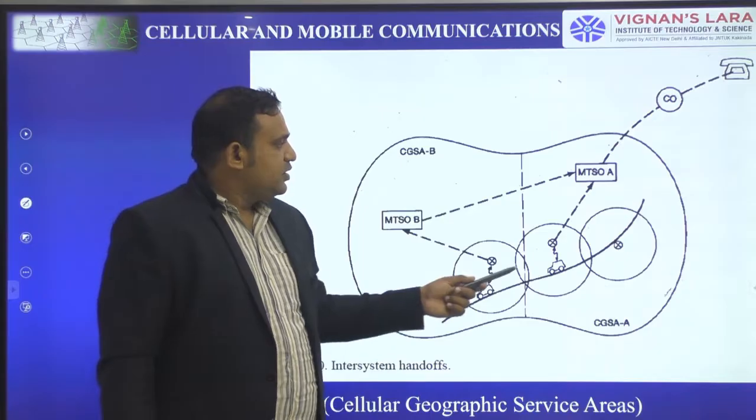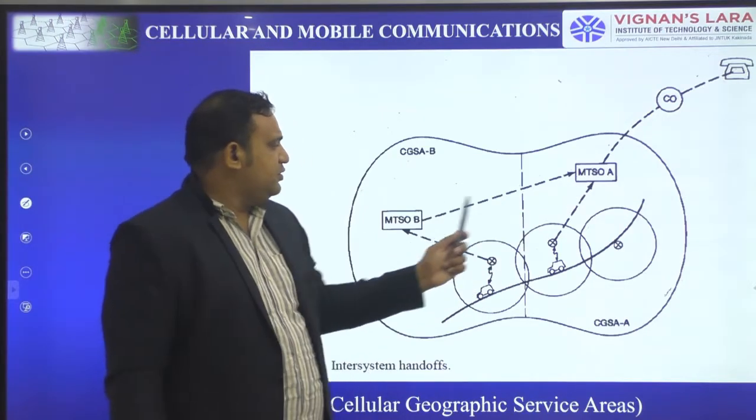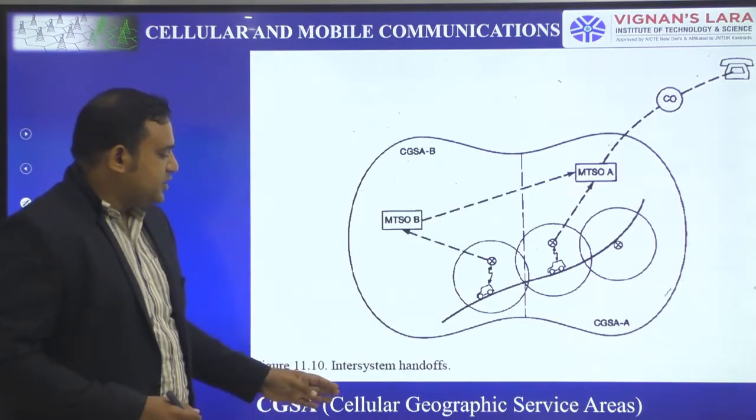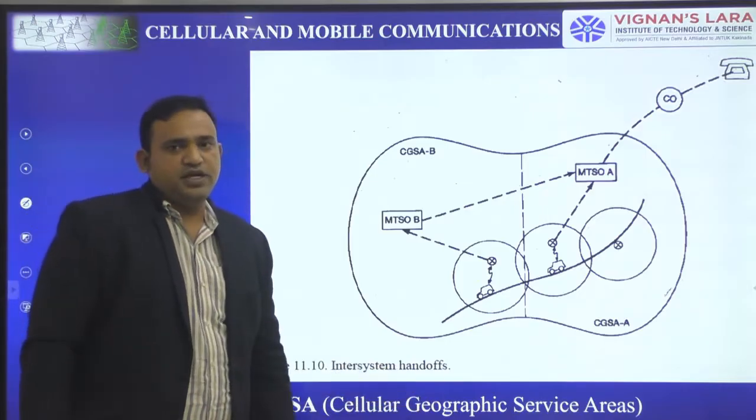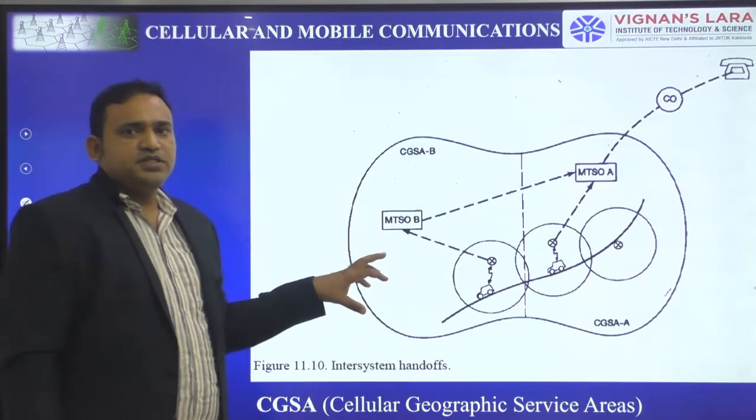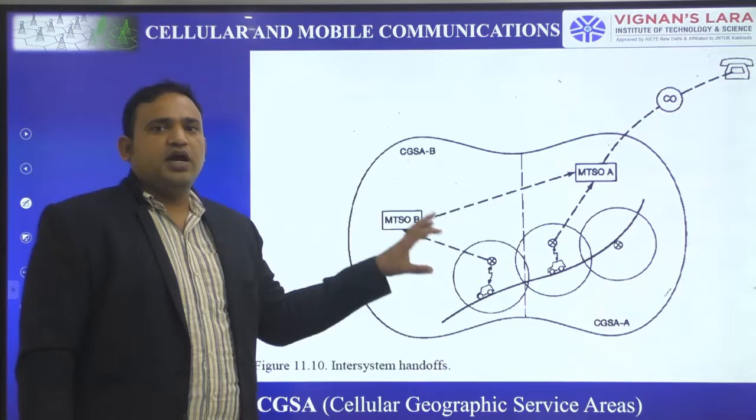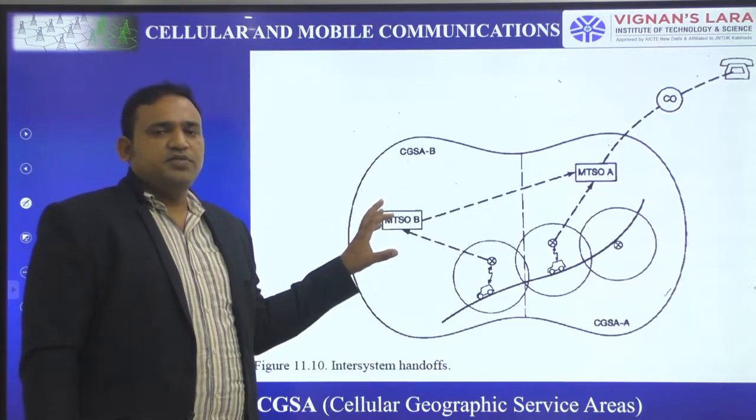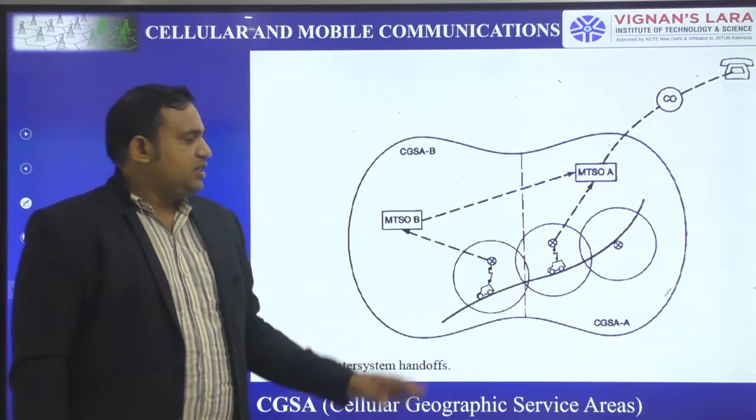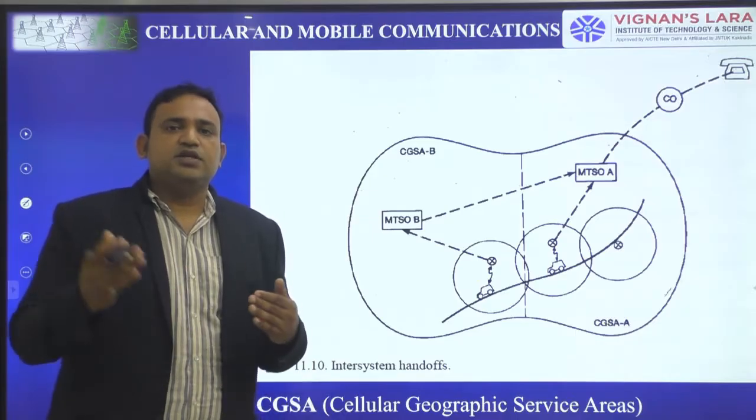That is, from mobile telephone switching office A to B. So that is what is happening here. See here, CGSA means cellular geographic service area. When the user is entering from cell site A to cell site B, since the same system is not available, it is taking the help of another system, that is MTSO B, which does not belong to the respective system, and that MTSO is providing the handoff. That is nothing but inter-system handoff.